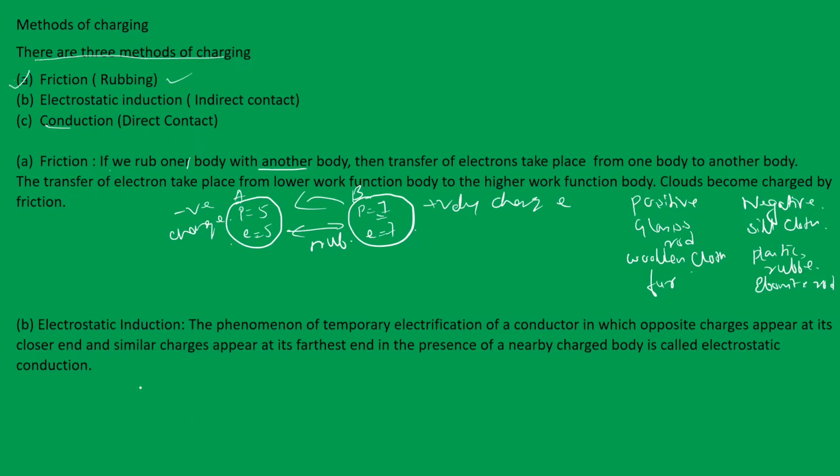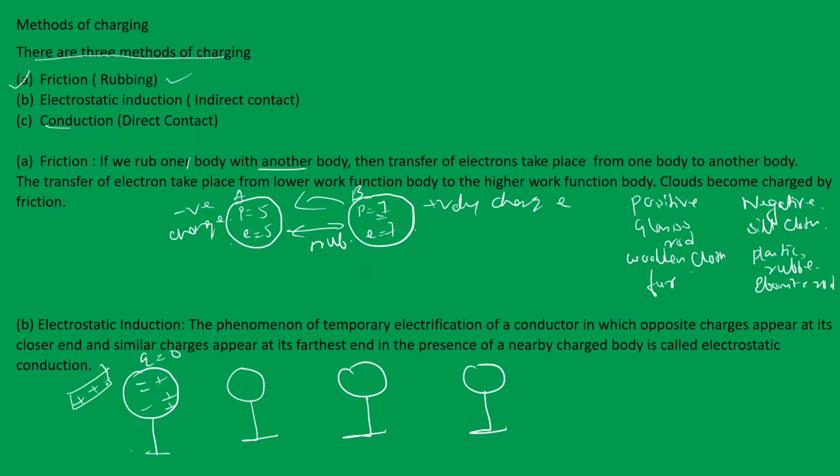In that case, you will draw figures; I'll take 4 figures to show the steps. Do pardon me for the mismatch of the figures. Here this is an uncharged body, meaning charge is 0, so the number of positive and negative charges is equal. If you need a negatively charged body through electrostatic induction, what will you need? You will need a positively charged body.